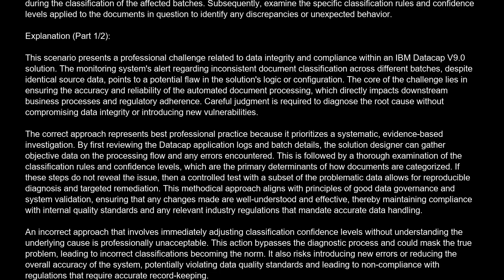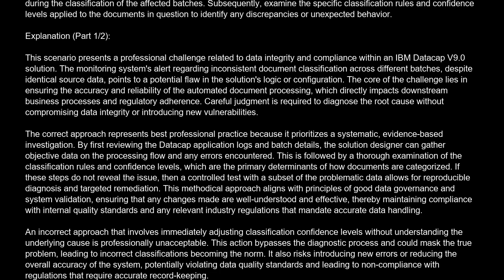This is followed by a thorough examination of the classification rules and confidence levels, which are the primary determinants of how documents are categorized. If these steps do not reveal the issue, then a controlled test with a subset of the problematic data allows for reproducible diagnosis and targeted remediation. This methodical approach aligns with principles of good data governance and system validation, ensuring that any changes made are well understood and effective, thereby maintaining compliance with internal quality standards and any relevant industry regulations that mandate accurate data handling.